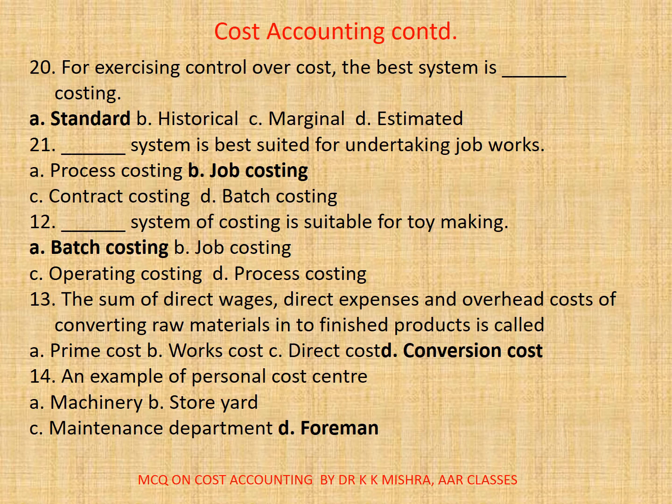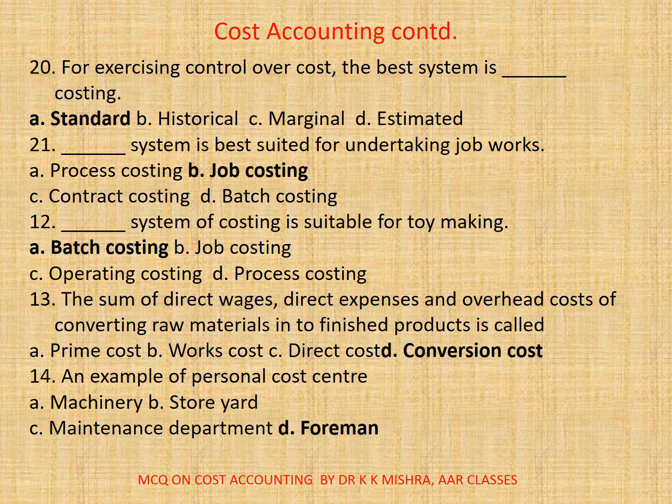Job costing. 22. Dash system of costing is suitable for toy making. A. Batch costing, B. Job costing, C. Operating costing, D. Process costing. The correct option is A. Batch costing. 23. The sum of direct wages, direct expenses and overhead costs of converting raw materials into finished products is called A. Prime cost, B. Works cost, C. Direct cost, D. Conversion cost. The correct option is D.